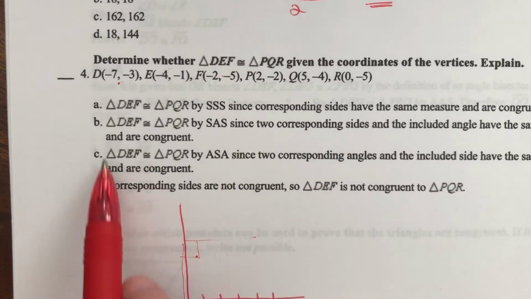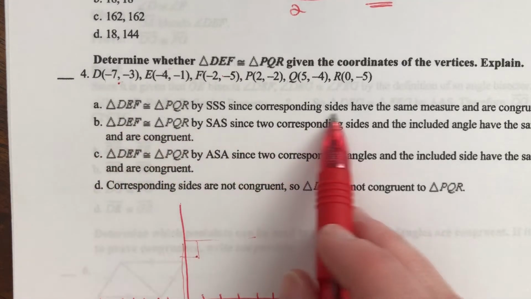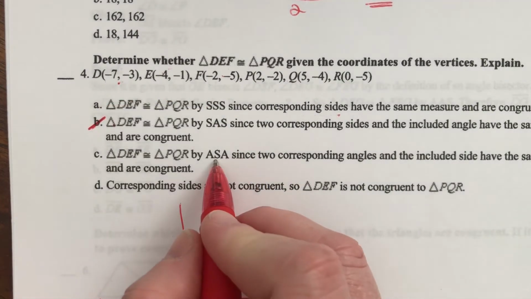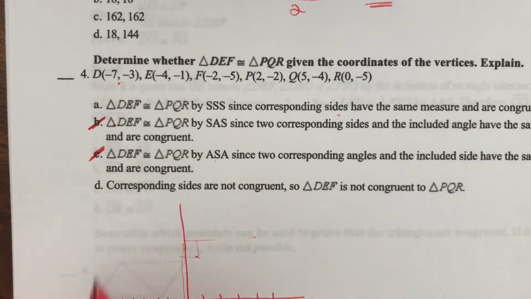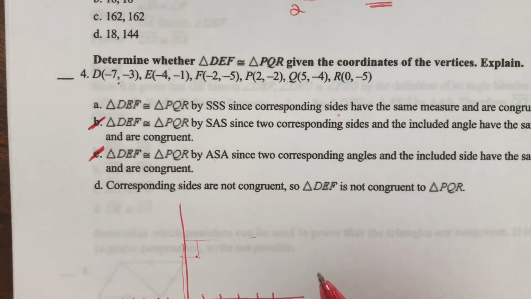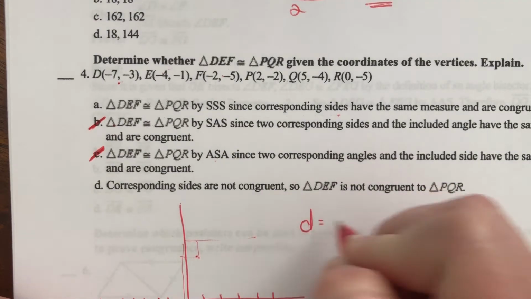I can also narrow down my choices. I know that it can't be side, angle, side, because I can't figure out angles here. And I know it can't be angle, side, angle. And then corresponding sides are not congruent. So I don't know about A or D. So I'm going to go ahead and find out the length of each side.